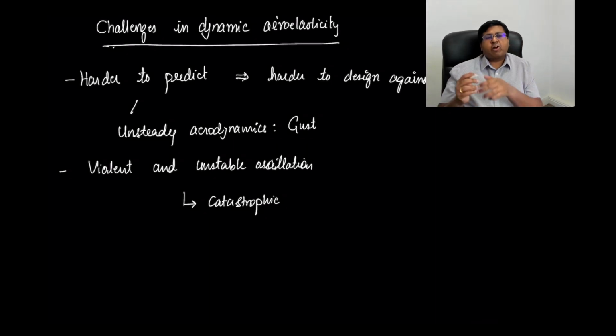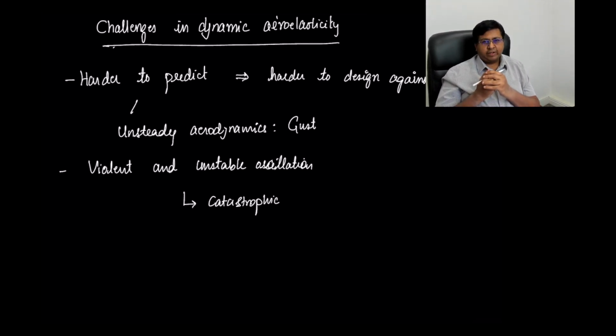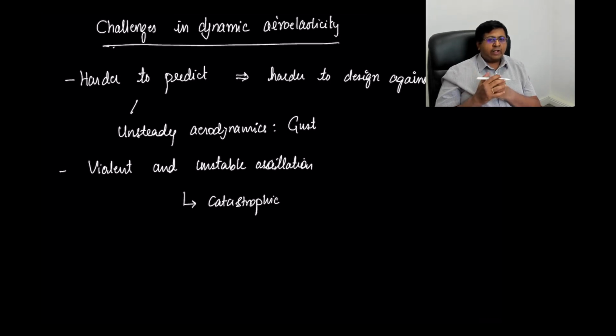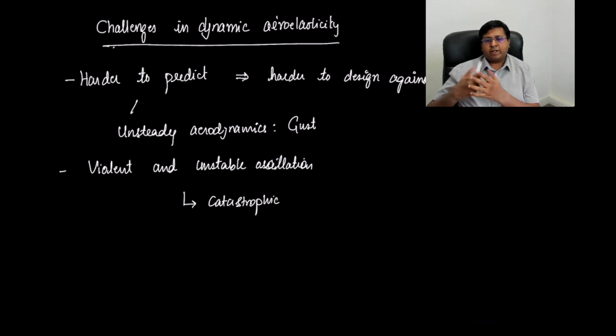Okay, let's start by looking at the challenges in dynamic aeroelasticity. It is very hard to predict, primarily because there's a lot of unsteady aerodynamics involved. For example, gust: we cannot predict when a gust would come in. It needs to be designed for these kinds of phenomena that are harder to predict, and since they're difficult to predict, they're also difficult to design against. So what do we mean by unsteady aerodynamics?